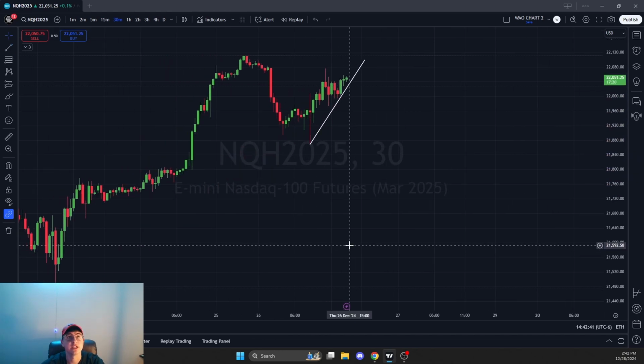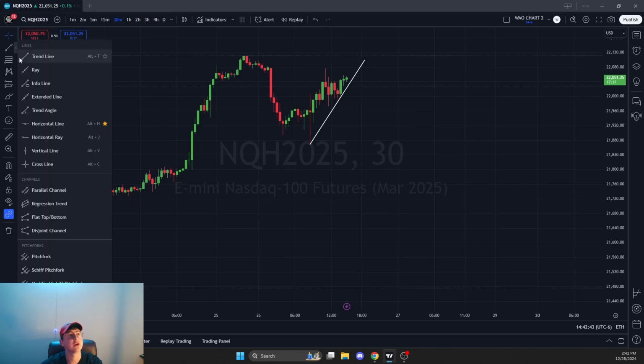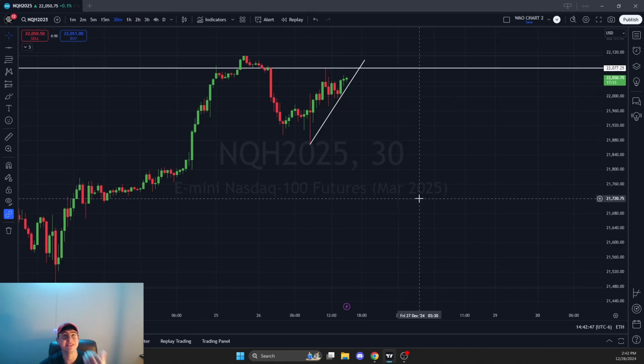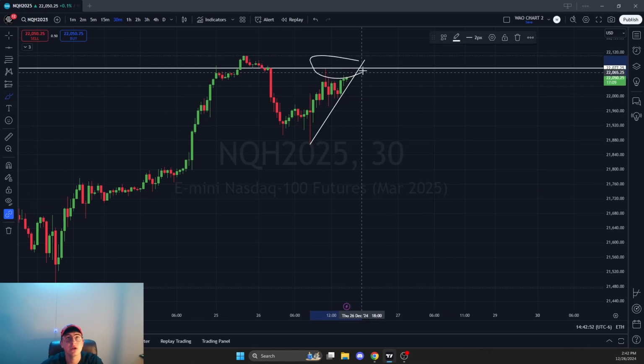And now there's that trend line. We could even do a horizontal line right here, which would implement a resistance level. If you guys know what resistance is, meaning when price enters this level, two things are going to happen. We break through it to reach the next set of highs, or we respect this resistance and we actually trade lower.